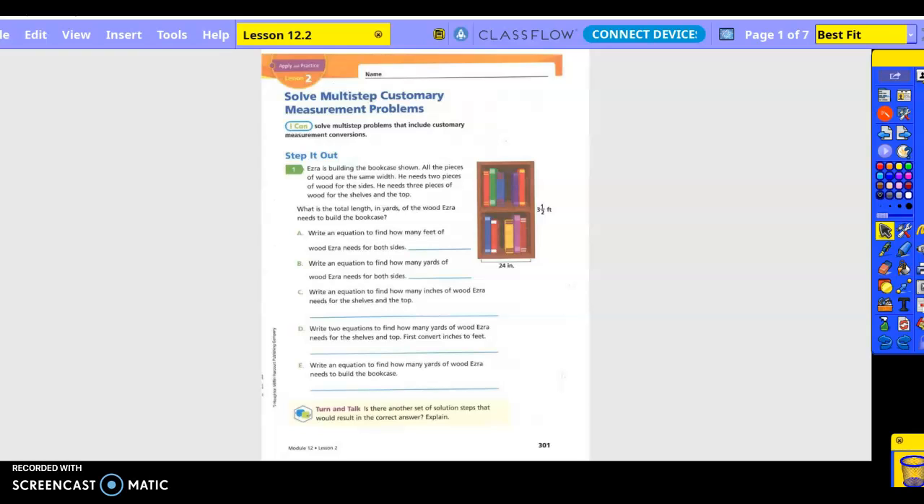Fifth grade math lesson 12.2. Solve multi-step customary measurement problems. I can solve multi-step problems that include customary measurement conversions. Step it out. Number 1.